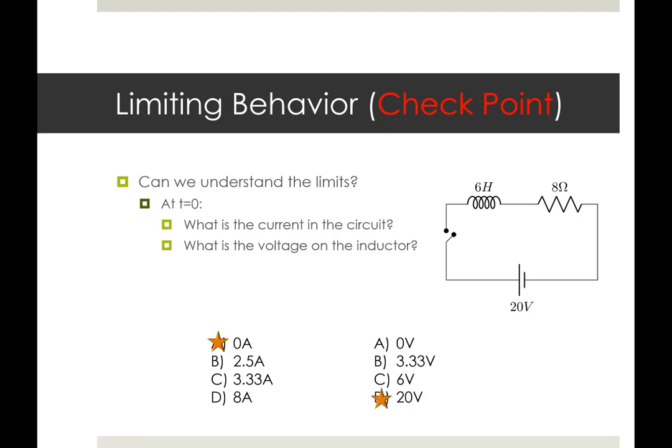All right, I hope you got 20 volts. That is purely from the loop rule. If there is no current in the circuit, there's no voltage on the resistor, which means that the inductor is getting everything. So that's our t equals 0 behavior.